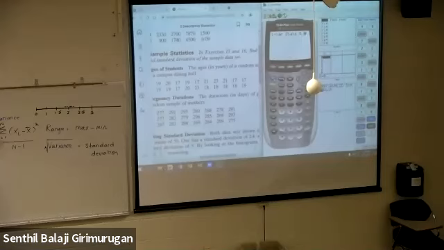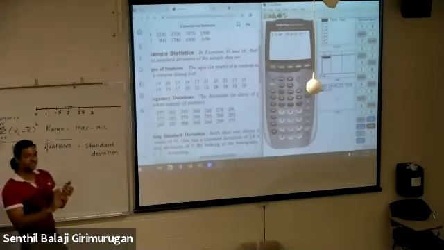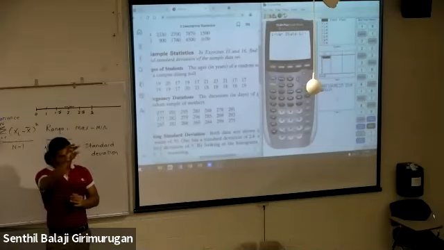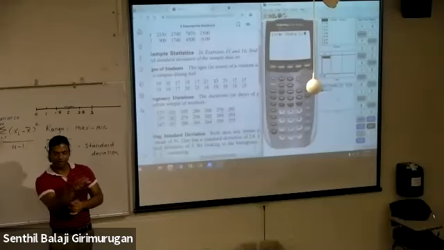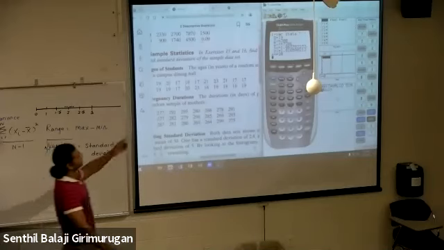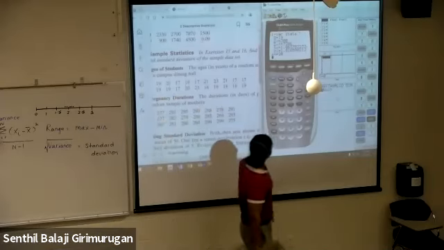Or she pays attention. Enter L1, if it is the newer version of the calculator, you put L1 in list, skip the frequency part, hit calculate. Enter. Look at that, 19. So the average is 19.